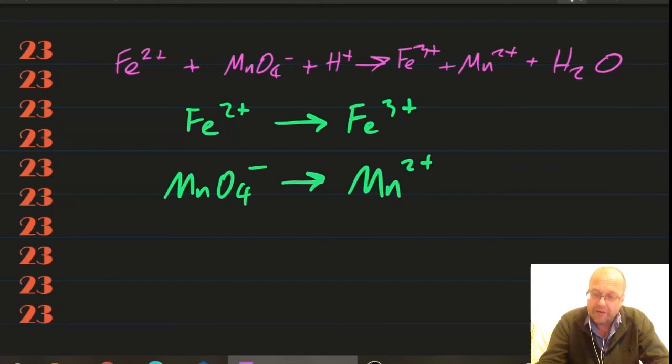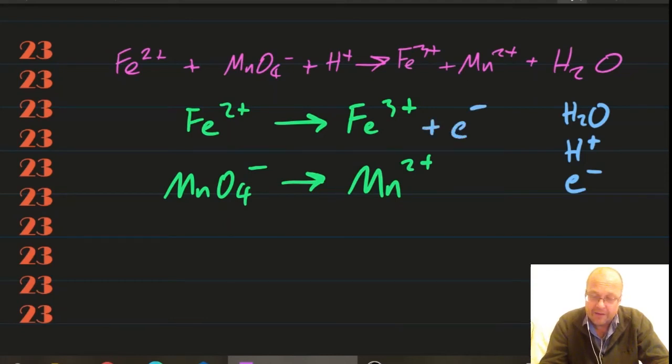Now I'm not going to put the waters and the H+ in just yet. So what I'm going to do is balance in acidic solution. I'm going to put the waters in first, then I'm going to put the hydrogen ions, and then I'm going to balance out the electrons. Then combine the half equations. So the first one, I can see I just need to add an electron there. Now that's a balanced first equation. The charge is +2 on both sides.